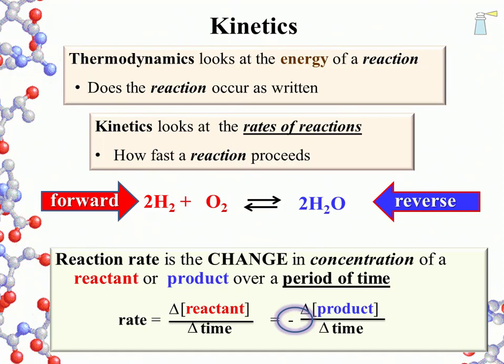The rate change for products at the start of the reaction is also at a maximum, since there is a maximum amount of reactant that can form a maximum amount of products. As the reaction proceeds and there is less reactant, there is less product formed.